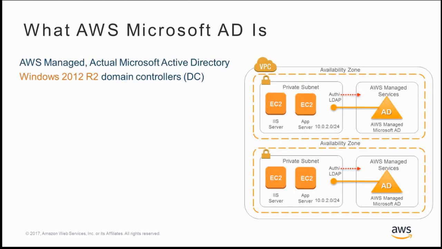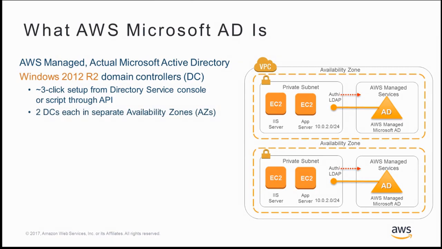All right, so AWS Microsoft AD is a managed actual Microsoft Active Directory. It's running on Windows 2012 R2 domain controllers. These are dedicated to you. They're not multi-tenant, they're single-tenant solutions. It takes about 3 clicks to set up the directory. You specify the domain name, the NetBIOS name, the administrator password, and that's about all you need to do. You can also script this through the API.